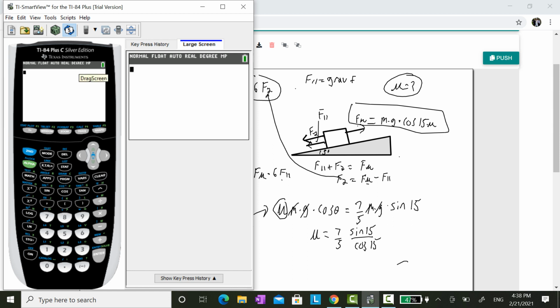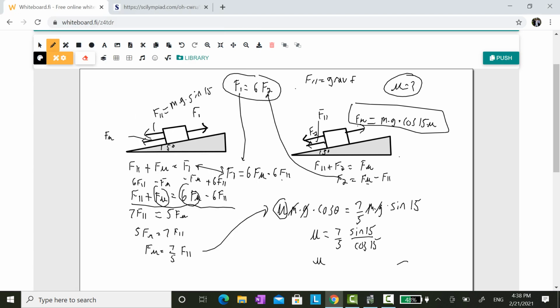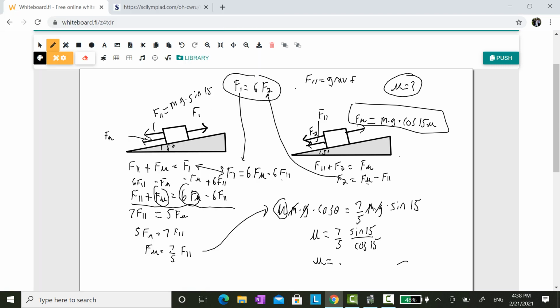So I'll take the sine of 15 and divide that by the cosine of 15, and I get 0.267. I'm going to multiply it times 7 and divide it by 5, and I get the coefficient of friction is going to equal 0.375. 0.375, and that's my answer.